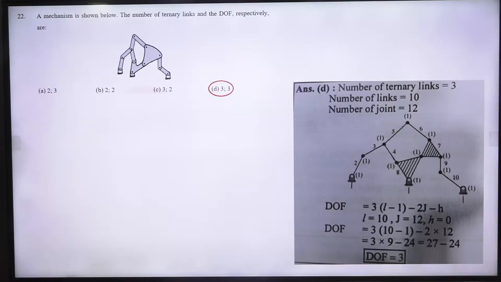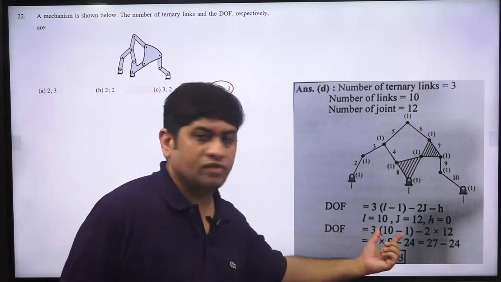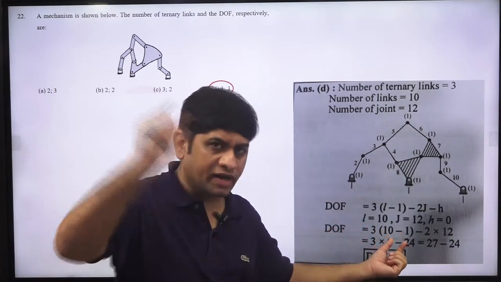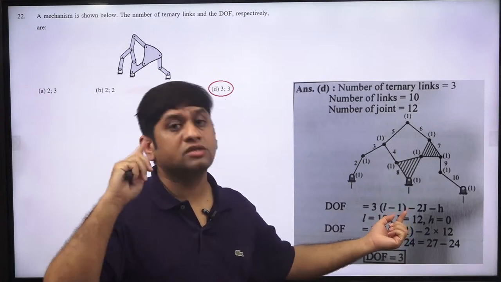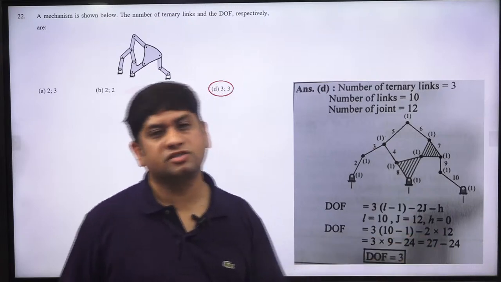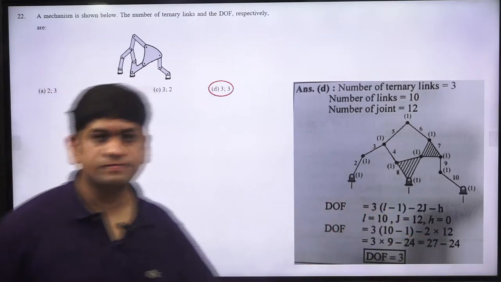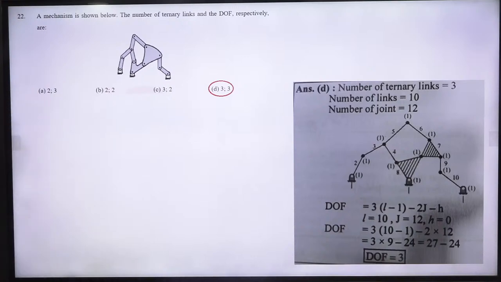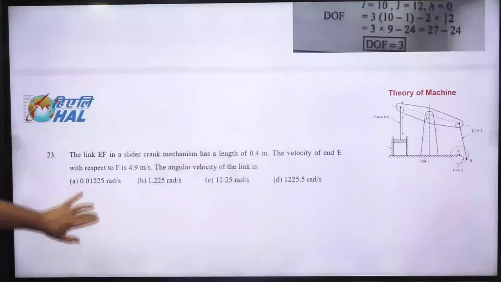And how many joints we have got? If you count, you will find 12 joints. There is no higher pair. All are lower pairs. So if you put that in the formula, the degree of freedom will be 3 into (number of links minus 1), minus 2 times the number of lower pairs, which are 12, all turning pairs, minus the higher pairs, which are 0. This formula is Grubler's equation for a planar mechanism. This is a planar, two-dimensional mechanism. So the degree of freedom is also 3.